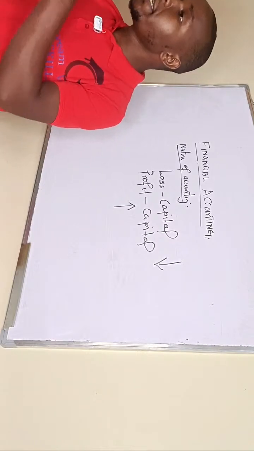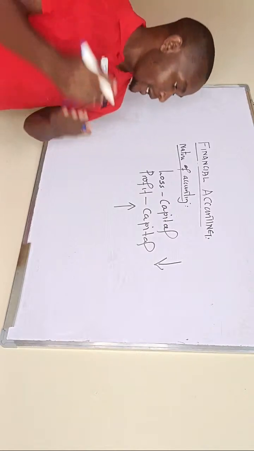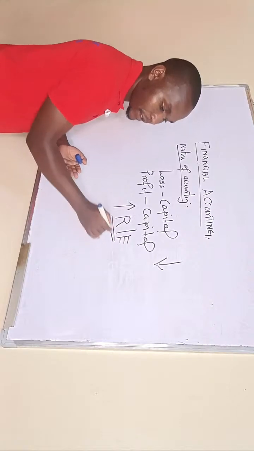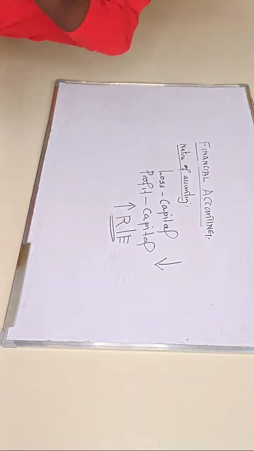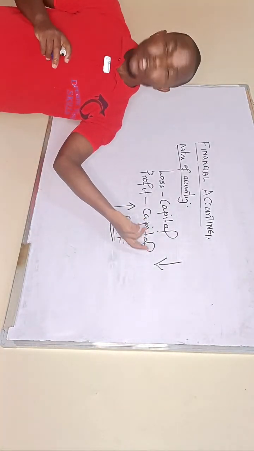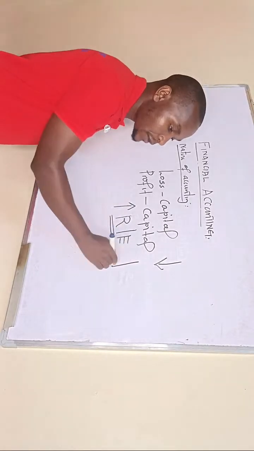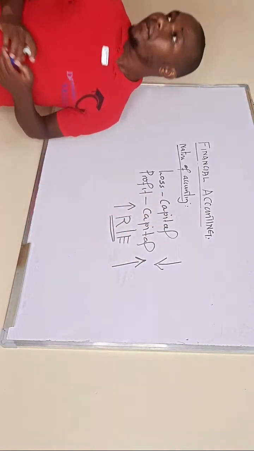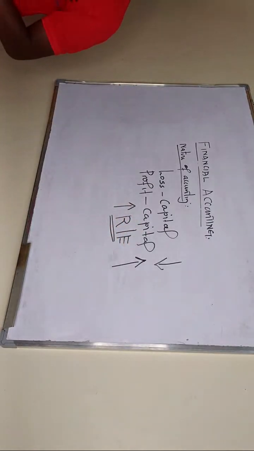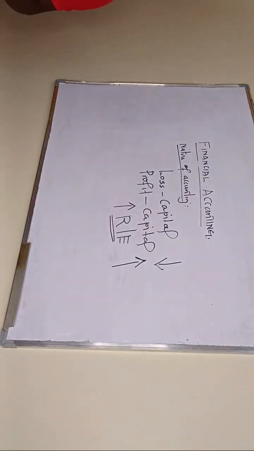You remain with 5 million in accounts, which we call retained earnings. This retained earning is the one you take back to the capital account. So you'll find that the capital account now will go up.